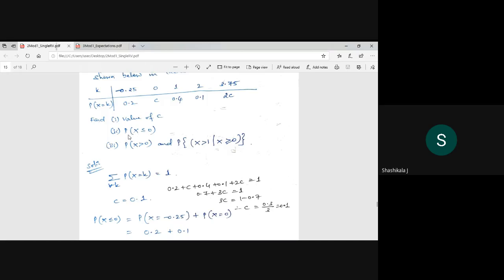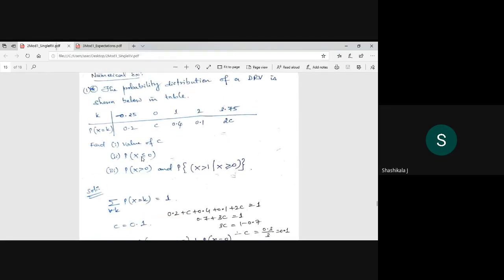Next is, what is the probability of X less than 0? Please make careful note of whether it is equal to or less than. Ma'am, your screen is not visible. Okay, I have not shared it, I think. Okay, one second. No, I shared. Now, is it visible? Now?